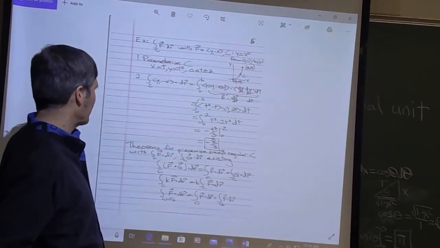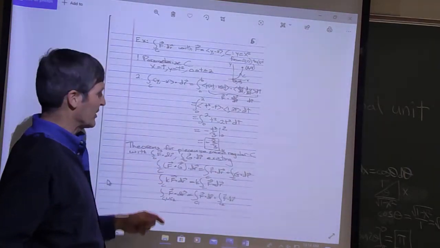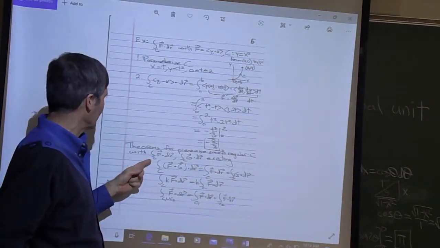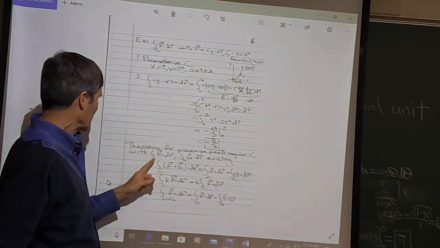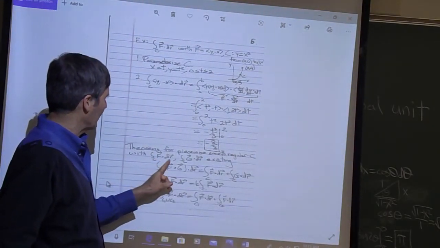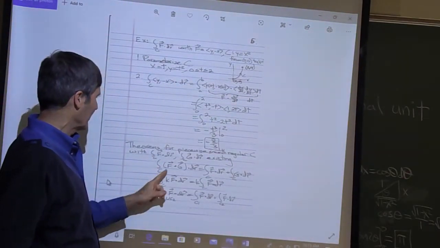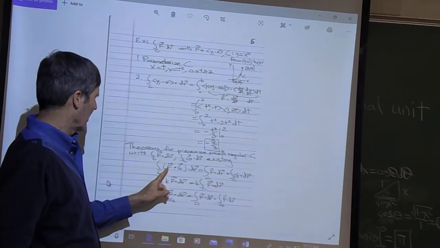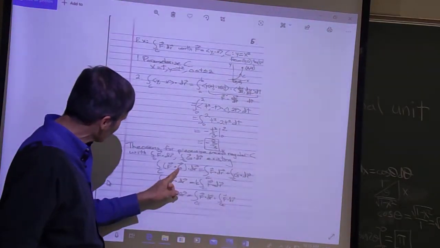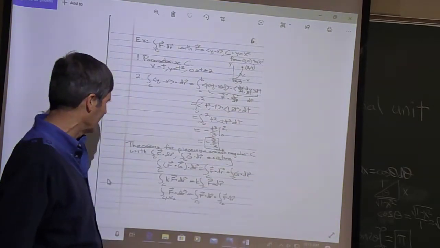Now, theorems for a piecewise smooth regular curve C that we just mentioned the theorem applies to. You can apply these results. If the vector line integral of f dot dr and the vector line integral of g dot dr exist, then the line integral of f plus g is the line integral of f plus the line integral of g. Right?